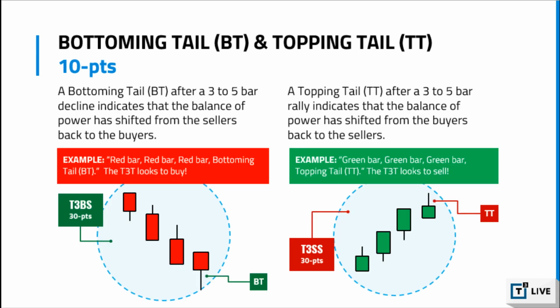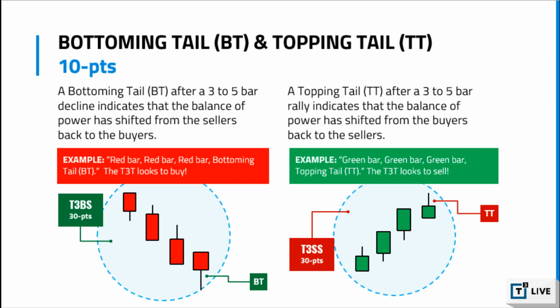Okay. First amplifier is the bottoming tail, or the topping tail if we're looking short. A bottoming tail after a 3 to 5 bar decline indicates that the balance of power has shifted from the sellers back to the buyers. So you get red bar, red bar, red bar, bottoming tail. The T3 trader looks to buy. A topping tail after a 3 to 5 bar rally indicates that the balance of power has shifted from the buyers back to the sellers. So you get green bar, green bar, green bar, topping tail. The T3 trader looks to sell or to short.